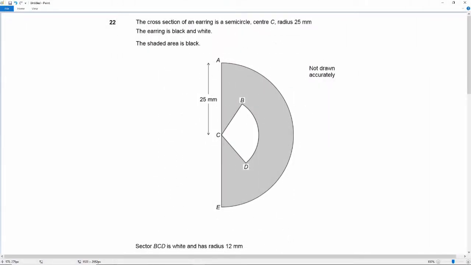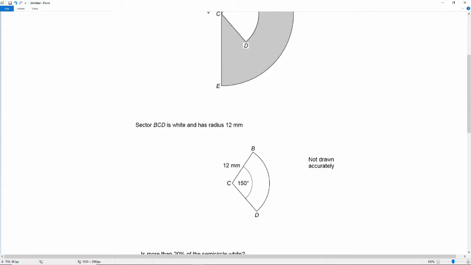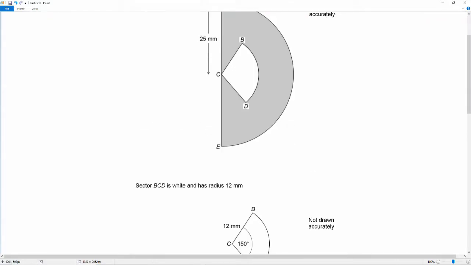We're picking up in question 22, which reads: the cross-section of an earring is a semicircle, centre C, radius 25 millimeters. The earring is black and white. The shaded area is black. Sector BCD is white and has radius of 12 millimeters. So this is the white section that's been cut out of this black section of the earring.